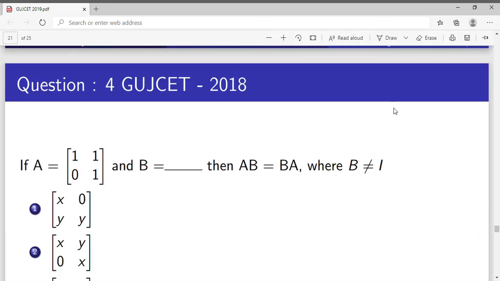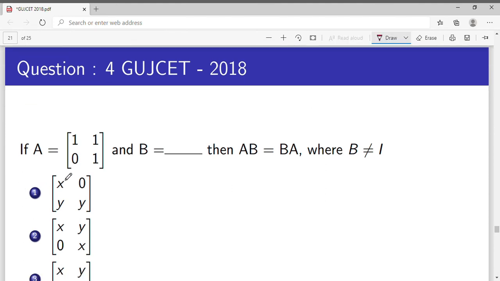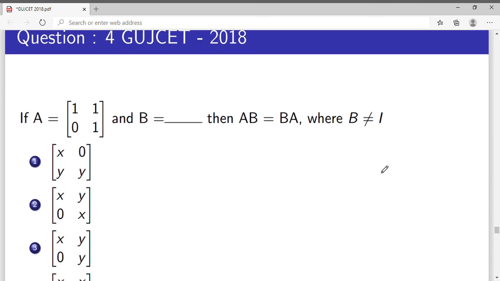Question number 4, Gujket 2018. If matrix A equal to 1 1 0 1 and B equal to blank, then AB equal to BA, where B is not equal to I, that is the identity matrix. Here 4 options are given.